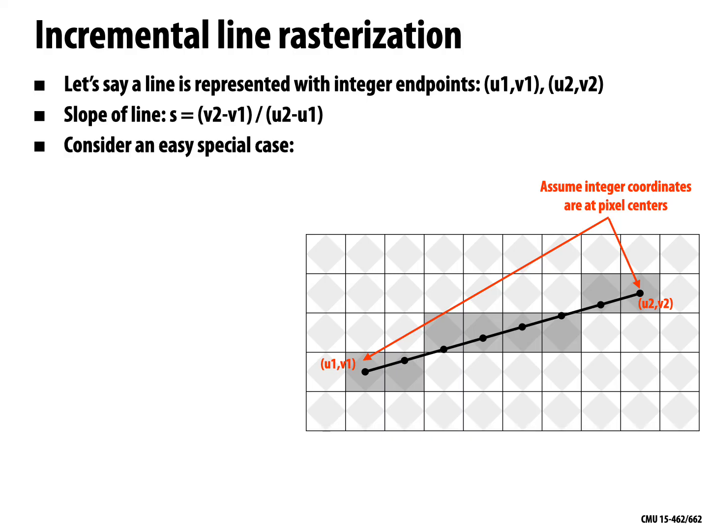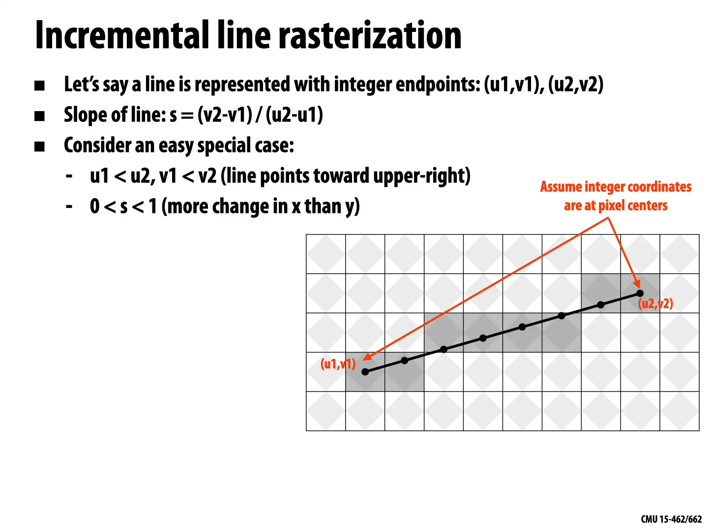Well, let's consider an easy special case. Just one of many things that could happen. Let's assume that u1 is less than u2 and v1 is less than v2. So U1, V1 is at the lower left, and U2, V2 is the upper right, as in this image. Okay. In this case, the slope is between 0 and 1. There's more change in x than there is in y.